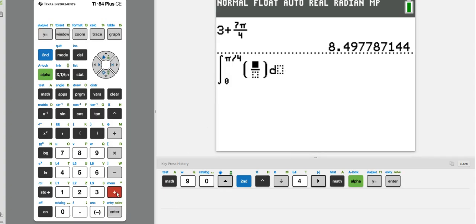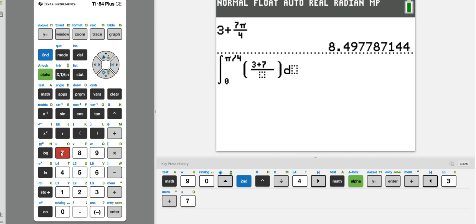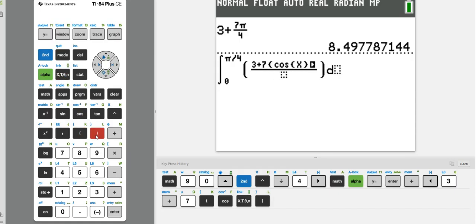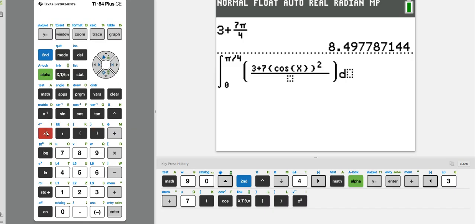I want 3, how about the 3 first? 3 plus 7 times cosine squared. Well, to get cosine squared, you have to put parentheses, then the cosine, then an x, a parenthesis to close off the cosine, another parenthesis, and then finally the square term. And I've got to duplicate that in the denominator to get a cosine squared down there.